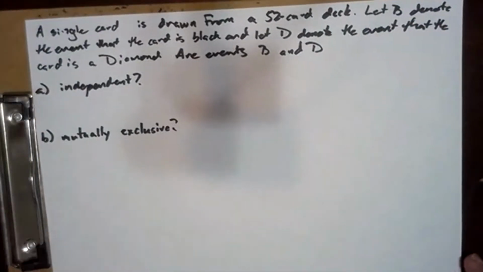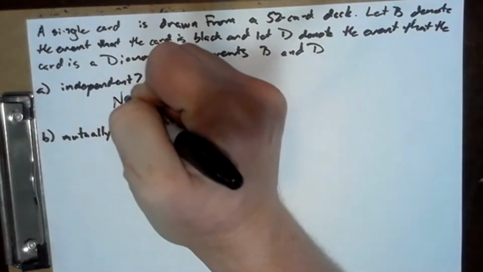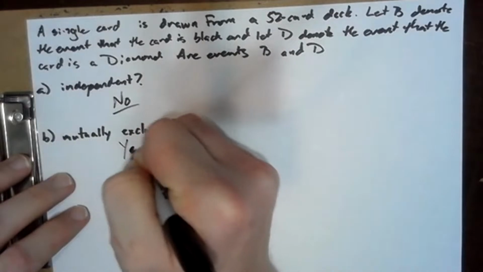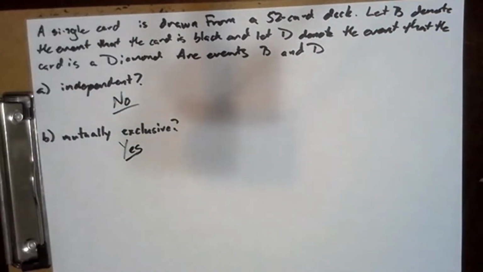A single card is drawn from a 52-card deck. Let B denote the event that the card is black, and let D denote the event that the card is a diamond. Are events B and D independent? No, these are not independent, because a diamond is not black, and no black card is a diamond. If we know that the card that we have chosen is black, we know for sure it's not a diamond, and vice versa. Are they mutually exclusive? Yes. They are mutually exclusive because we cannot draw a card that is both black and a diamond.